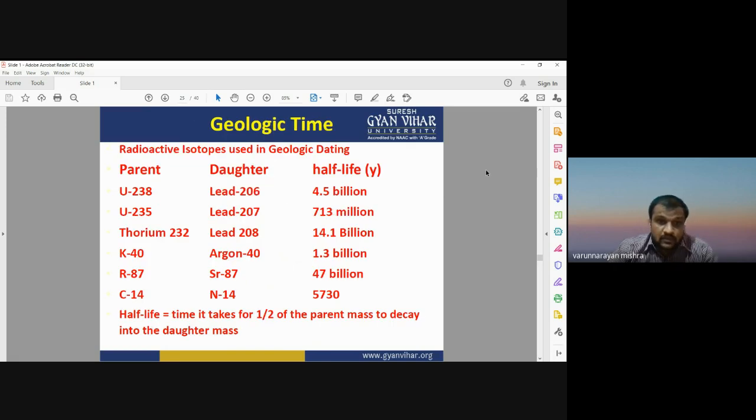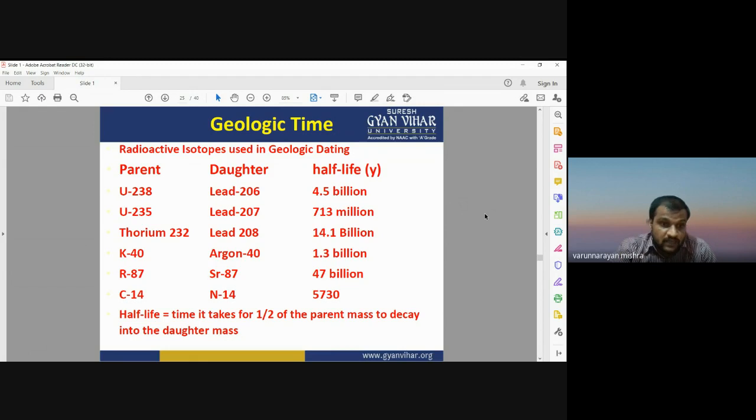Okay, so this is the geological time scale for different radioactive isotopes that is used for geological dating. The parent material is uranium, and the daughter element, an isotope of uranium, is lead, with 206 atomic mass. It will take 4.5 billion years, that is the half-life. Half-life means it is converted into a different material after 4.5 billion years.